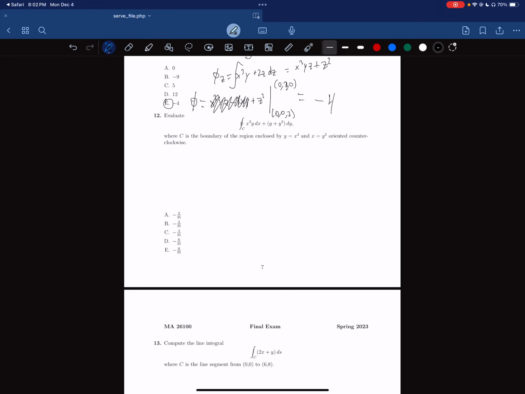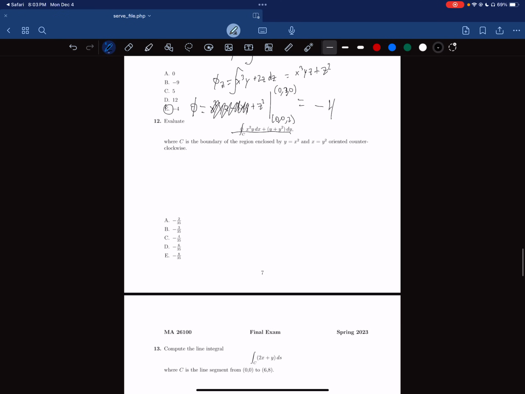Number 12, evaluate the line integral over c of x squared y dx plus y squared dy, where c is the boundary of the region enclosed by y equals x squared and x equals y squared, oriented counterclockwise. Okay, counterclockwise is pretty key because we can use Green's theorem here. If we see this format, we know it's more than likely going to be Green's theorem, or Green's theorem would be easiest to do in this case. And we always like easy.